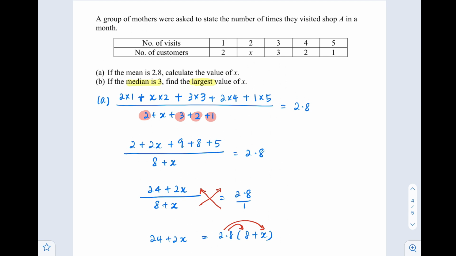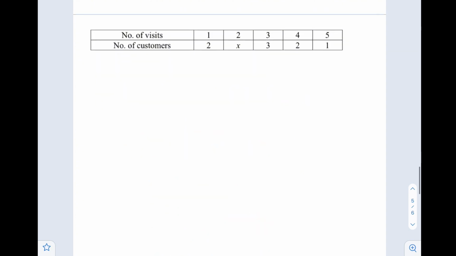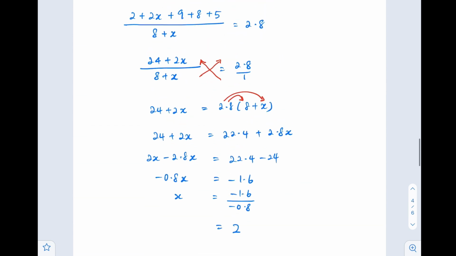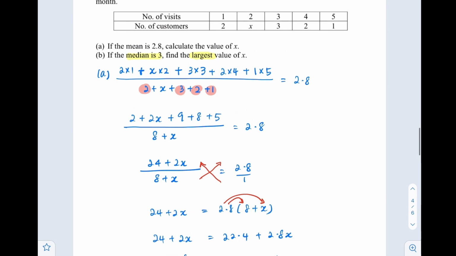In order to do this, I must first again understand what this frequency table is trying to tell me. It tells me that I have 2 ones, so I have 1, 1. And then after that, I have some 2's, but I do not know how many. I have x number of them. Followed by 3 3's, followed by 2 4's, and then 1 5. So the question is asking me, what is the largest value of x if the median is 3?